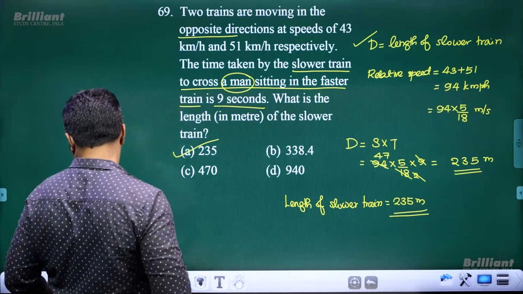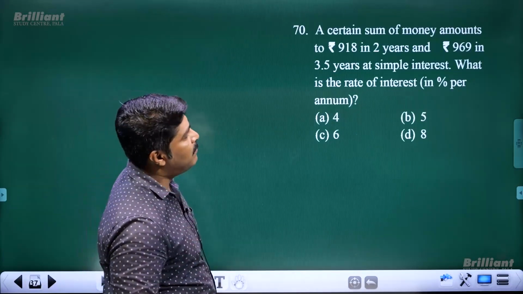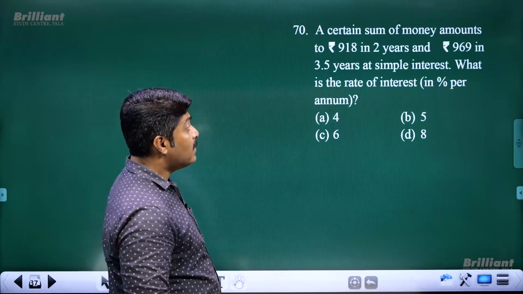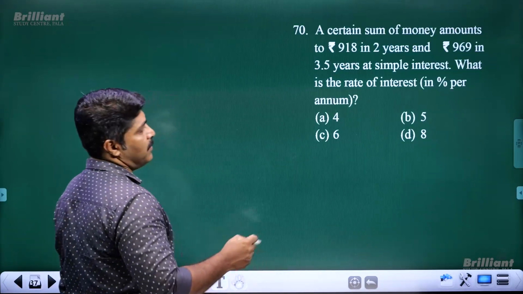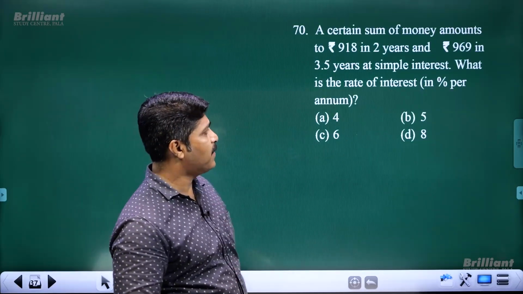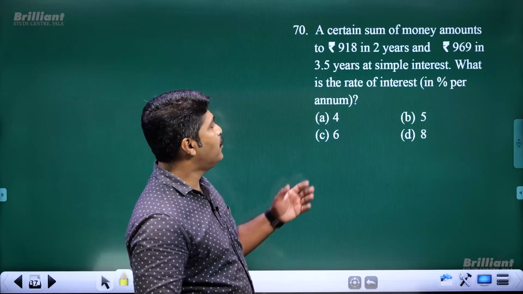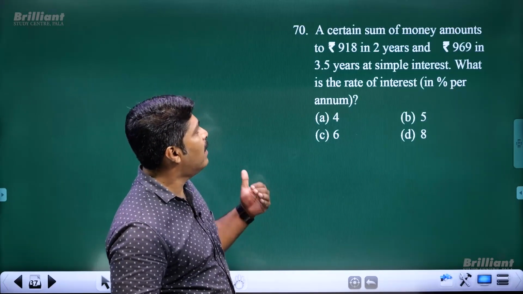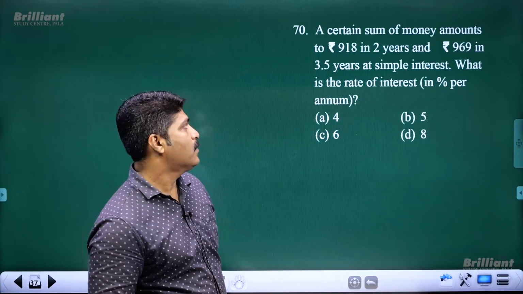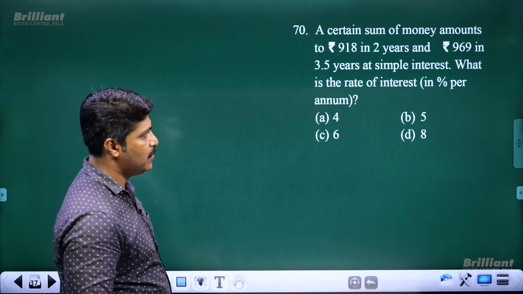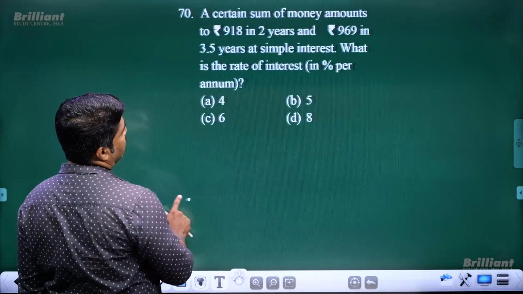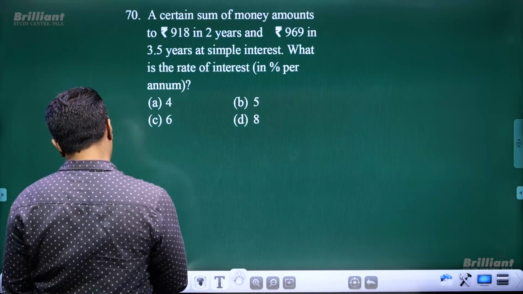Clear? The next question, a certain sum of money amounts to 918 in 2 years, 969 in 3.5 years at a simple interest. What is the rate of interest here? How to find it in such kind of question? Here in 2 years it becomes 918 and 969 in 3.5 years. So then we have to find the rate of interest. So there we can apply some direct method for finding the answer here. We don't know the principal here.